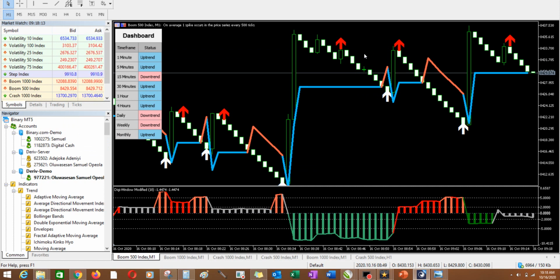That is why I gave two ways of exiting. It is either you exit at the next support level if you are trading boom, or the next resistance level if you are trading crash, or you exit whenever you see the exit arrow. So if you see the exit arrow, you exit. But if you are yet to see the exit arrow and you see that the price action is approaching the next support or resistance level, depending on the asset you are trading, then you also need to exit the market at that particular time.